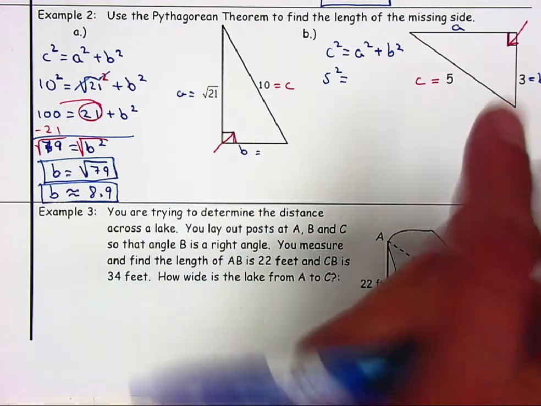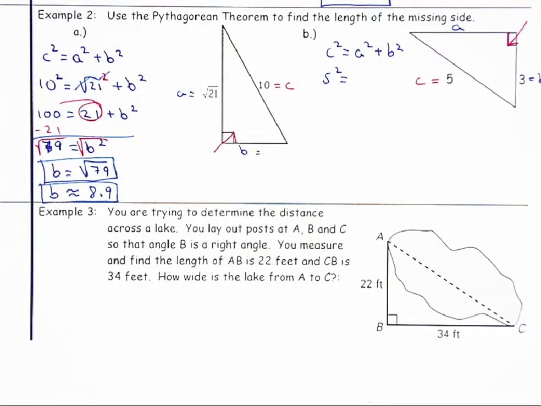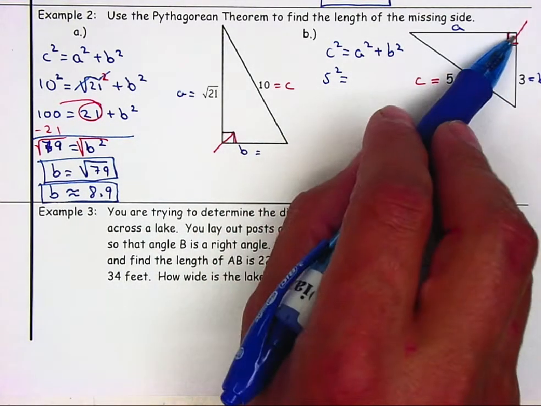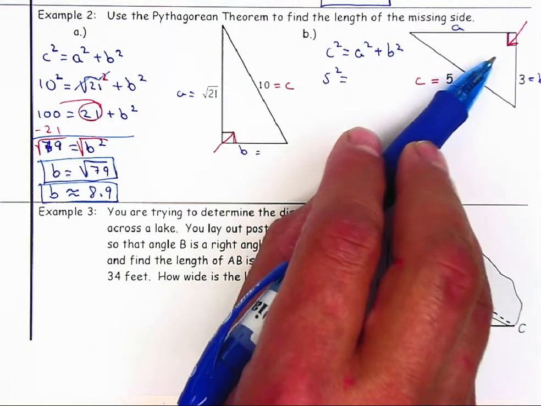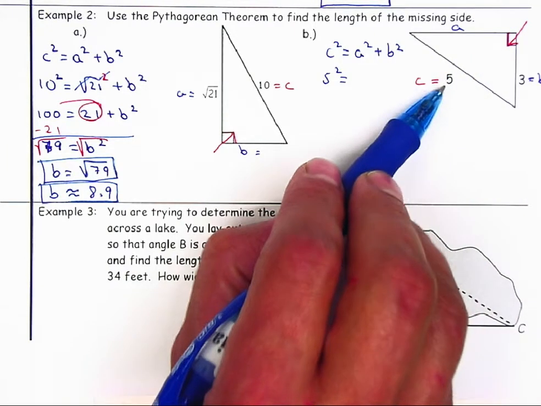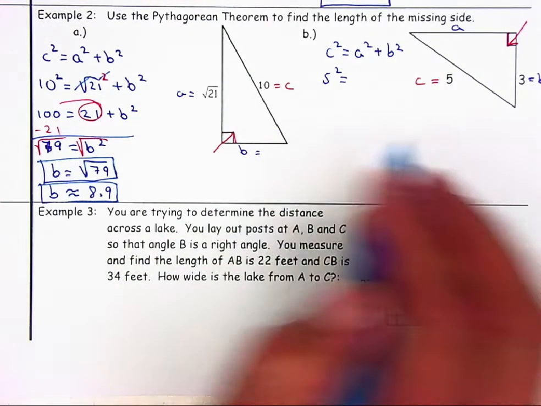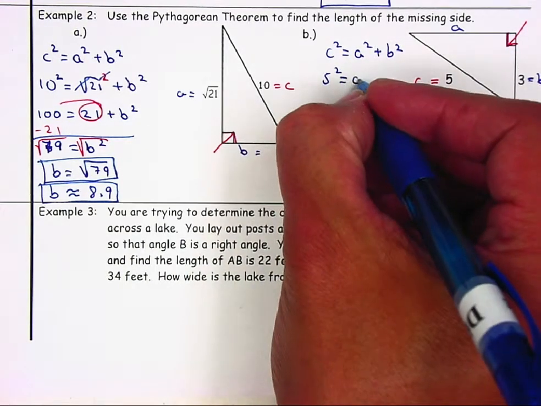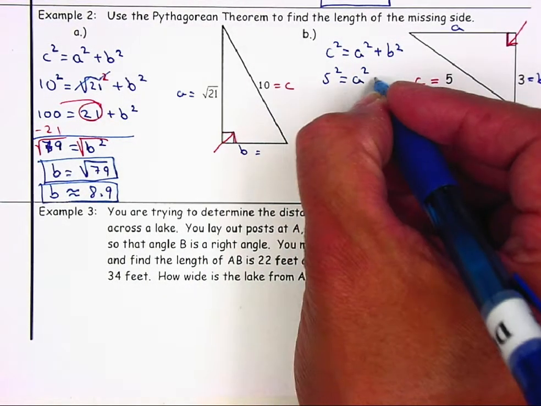This can be letter A and that can be letter B. Either way is fine. You'll get the same answer. The one that's very important to have is that C is opposite your right angle. And if you place an arrow, that will make sure that you always get it correct. So therefore A is what I'm looking for. B is 3.